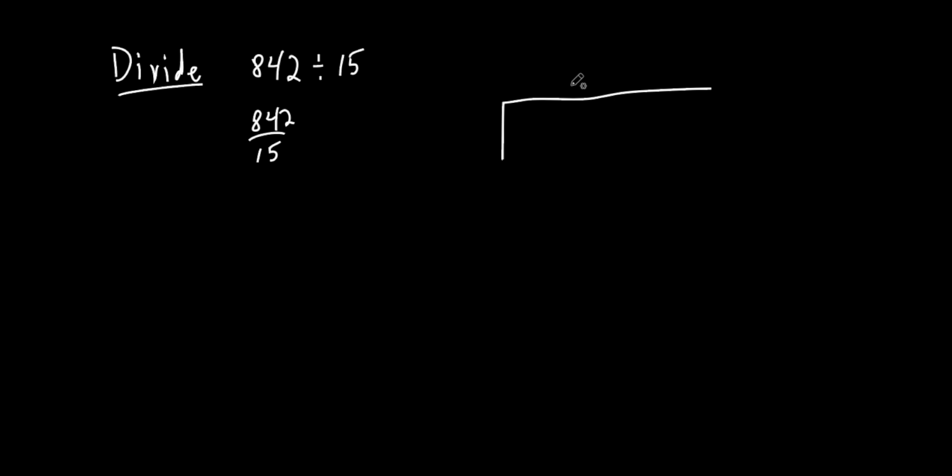And what goes in the box? The 842 goes in the box, because that's the top, right? And then the 15 goes out here. Now 15 is a little bit tougher than 8, right? Because we don't know our 15 tables very well, but there's a few of them that we probably know. And I'll help you out a little bit.